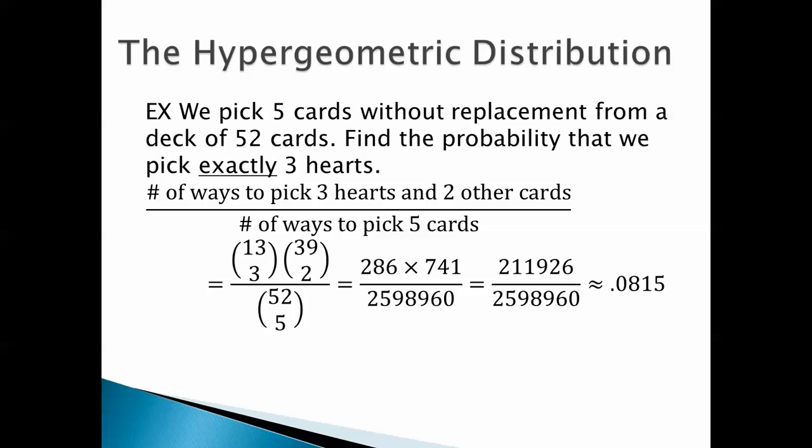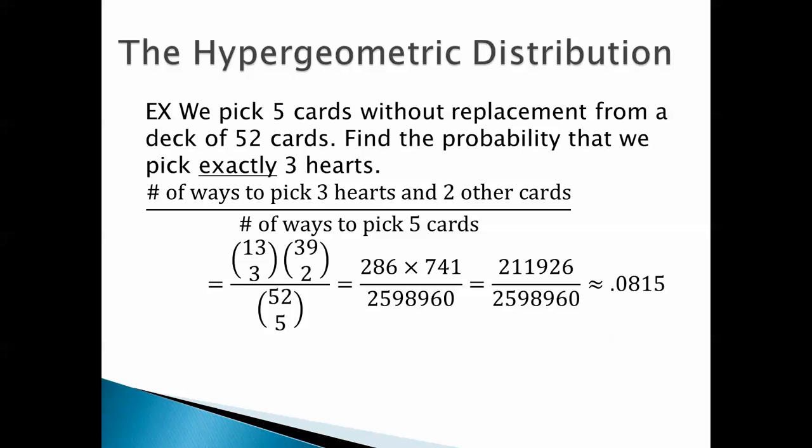Let's talk about cards. We pick 5 cards without replacement from a deck of 52 cards. Find the probability that we pick exactly 3 hearts. The number of ways to pick 3 hearts and 2 other cards, over the total number of ways to pick 5 cards.